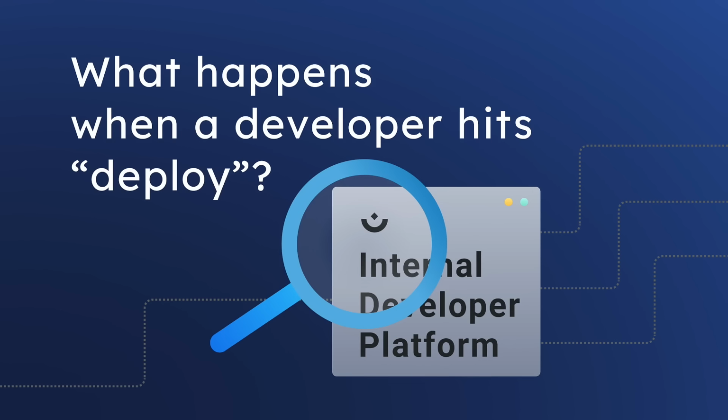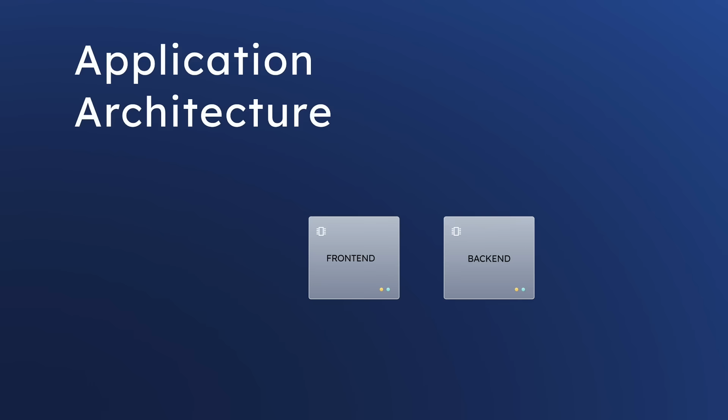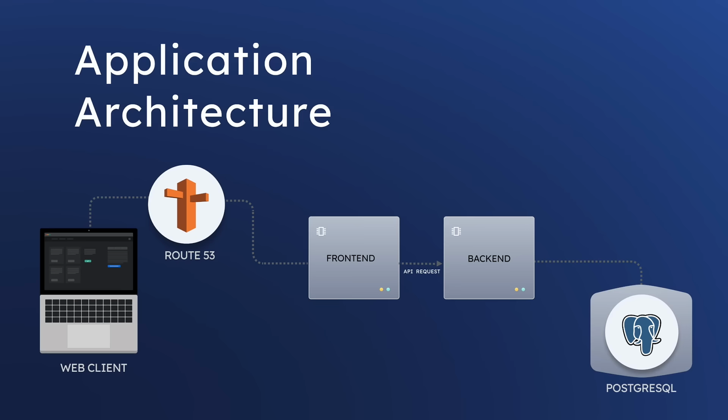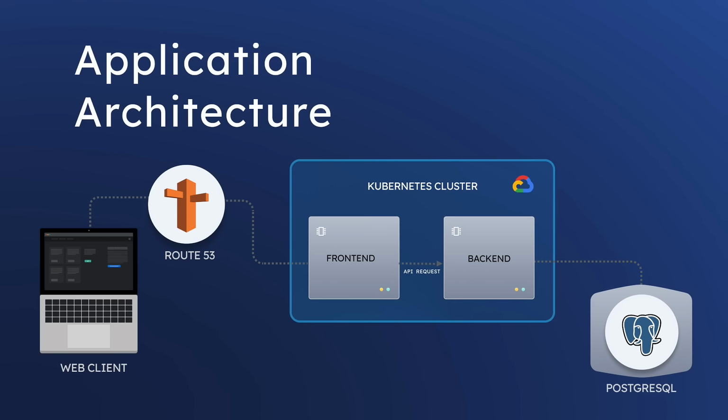A good way of understanding how such a platform works is to explore what happens under the hood when a developer hits deploy. We want to deploy a straightforward application with two containers, a front end and a back end. The front end is exposed to a public URL, the back end serves an API consumed by the front end and stores data in a Postgres database. You want to deploy the whole application to a Kubernetes cluster in GCP. With that in mind, let's see how the platform spins up such an application when a developer hits deploy.